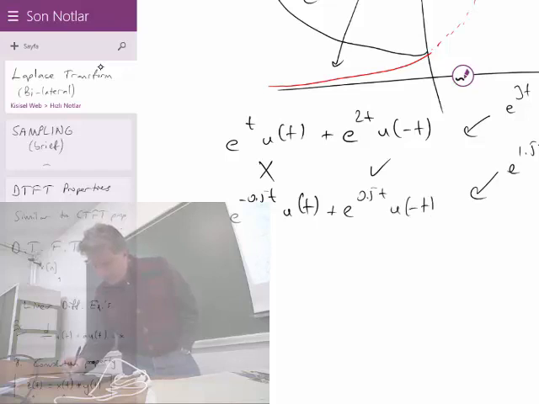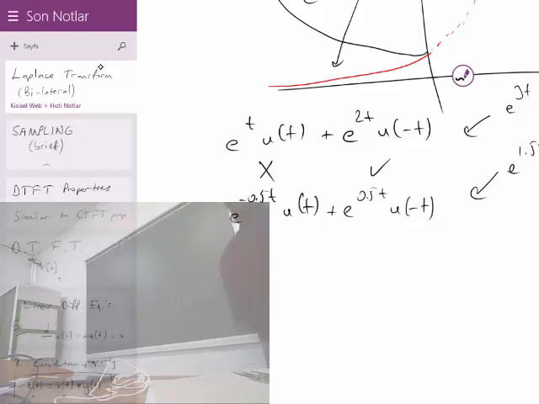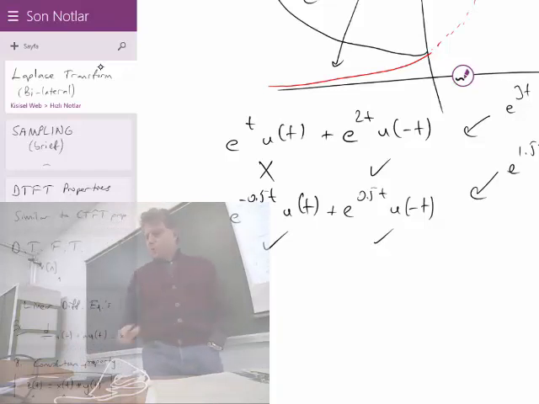U of minus t. Now, do you agree that this new combination is good? Because this one is decaying to the right and it is to the right. Good. This one is increasing to the right, but U of minus t is to the left. So it is decaying to the left. This is also good. So that's a good choice.